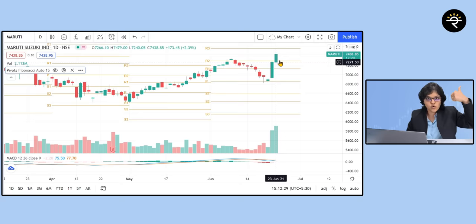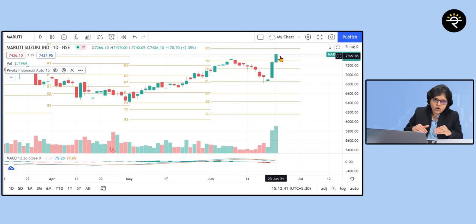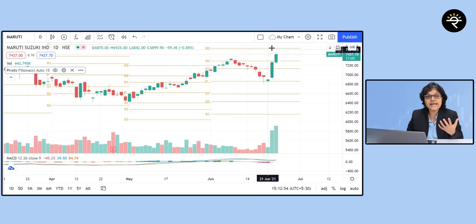What happened today, as I'm shooting the video, which is on 23rd of June, is that the stock has also broken R2 and now it is going towards R3. If someone was already long, they may have taken partial profits here, because ideally R2 generally acts as a strong resistance. But you can see that the volumes are also very high even today, so there's a great chance that it might test R3 tomorrow.